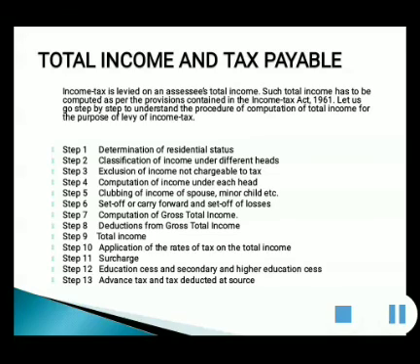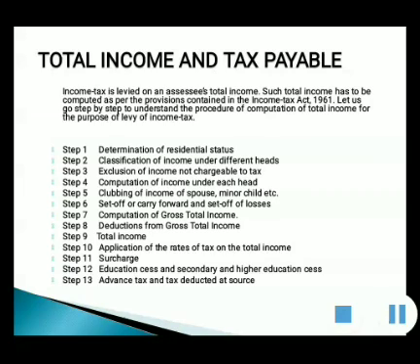And fourth point, computation of income under each head, that is the four heads. Not four heads, it's five heads: income from salary, house property, business and profession, capital gain, and income from other sources. And clubbing of income of spouse, minor child, etc., set off or carry forward and set off of losses. Then we will get the computation of gross total income and deduct the deductions from the gross total income.